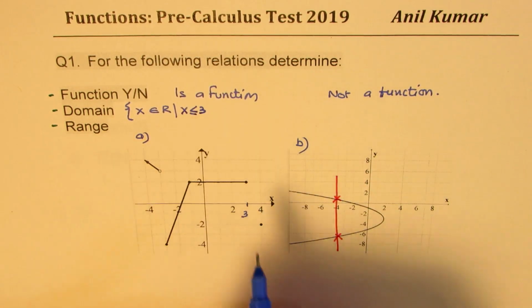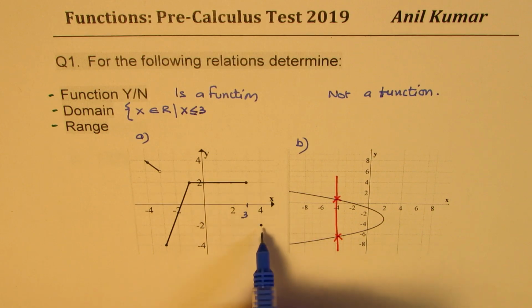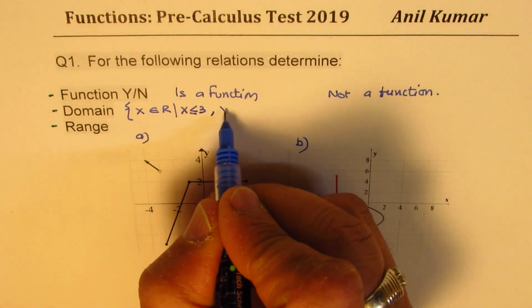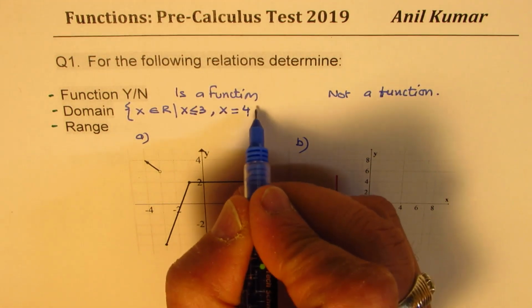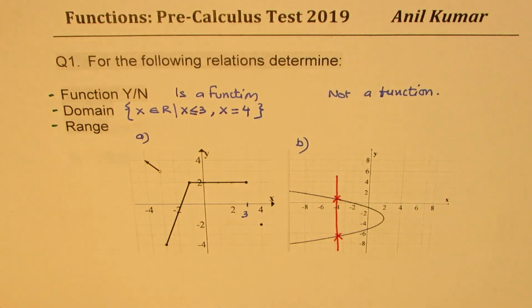3. Now after that, we have x equals 4, at 4 there is a point, x equals 4. So that is how you could include the other points. I hope that makes sense, right?